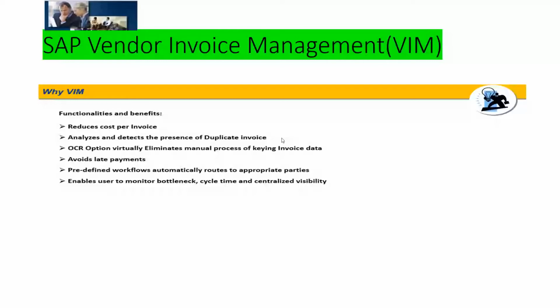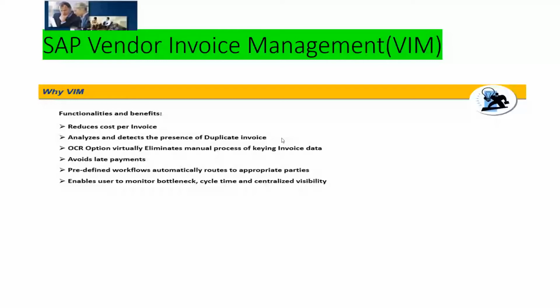So I told you that VIM is using this SAP standard workflow, right? Through this standard workflow, it will automatically route to the correct place for a duplicate invoice. If we are pretty sure that the invoice is a duplicate one, we can obsolete or cancel that invoice. And if we have any doubt, then we can send it to the information provider to provide further information on that particular invoice. So there are predefined workflows.